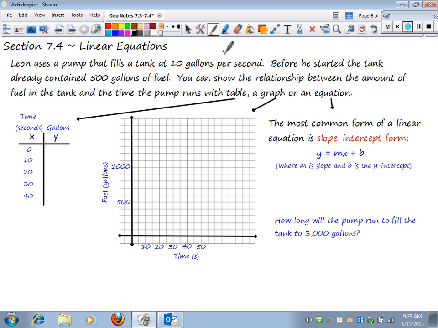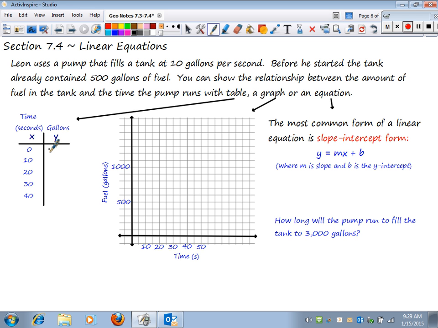You can show the relationship between the tank and the fuel by a table, a graph, or an equation. You could actually use any of these 3 to help you show your amounts in how the tank, fuel, and seconds match up. So let's start with the table. At 0 seconds, how many gallons would the tank have in it?